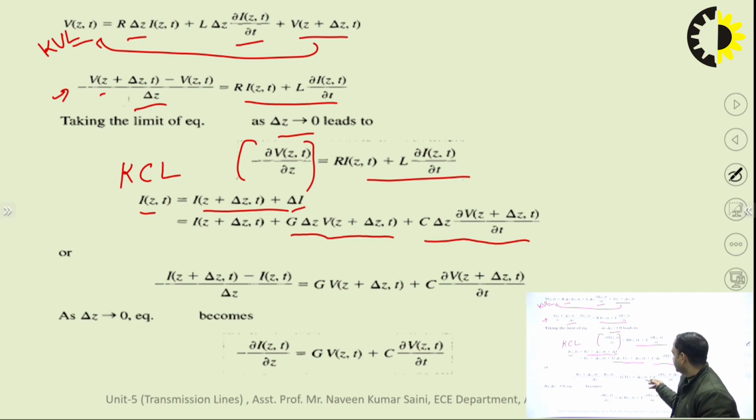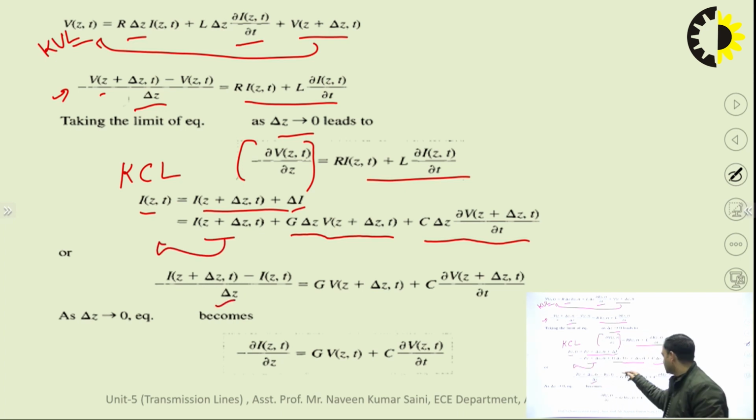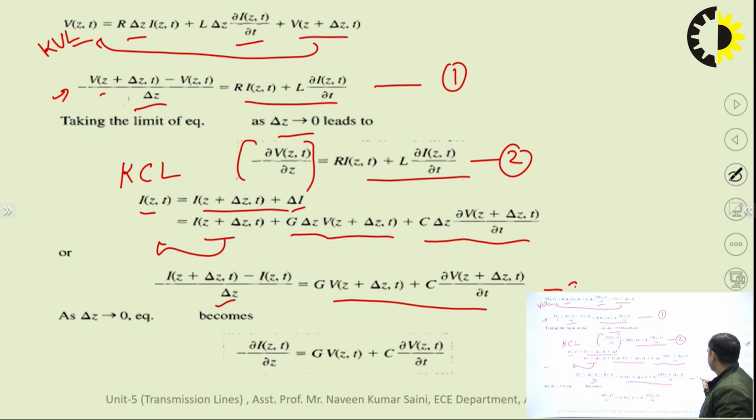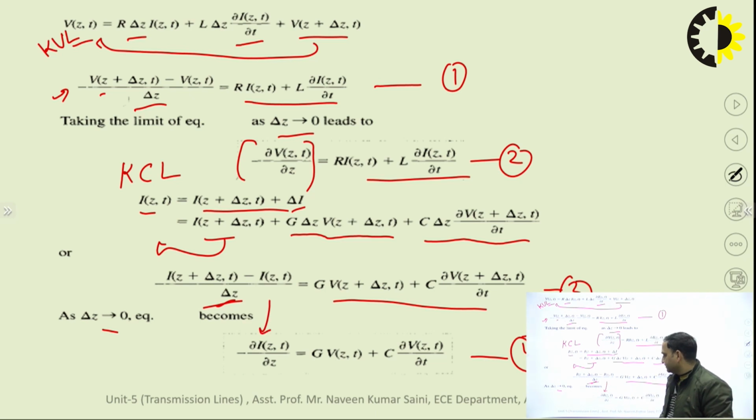Again we are rearranging this equation. We are taking this one on this side and dividing with the delta Z. So this equation will become like this. So you can say this is equation number 1, this is equation number 2, and then we have equation number 3, and this will become equation number 4. Okay. So when we take the delta Z tends to 0, this equation will become like this. So we are representing this equation left hand side in this way, in the partial differentiation. This is the definition of the partial differentiation.